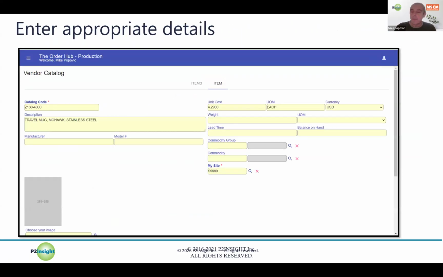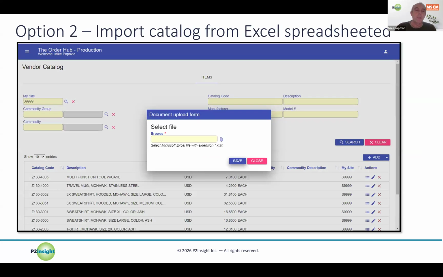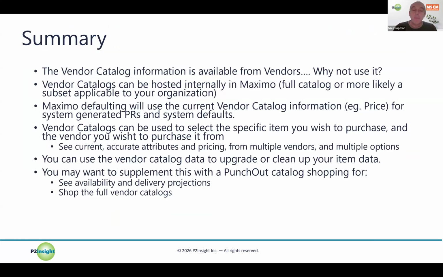And I won't go through this process. We're running out of time, so I'm just going to skip ahead and summarize. The vendor catalog information is available from vendors. They're willingly making this available, so why not use it? Vendor catalogs can be hosted internally in Maximo. You can have the whole full catalog, or more likely a subset of just the things that you typically buy, the categories of goods that you buy from them.